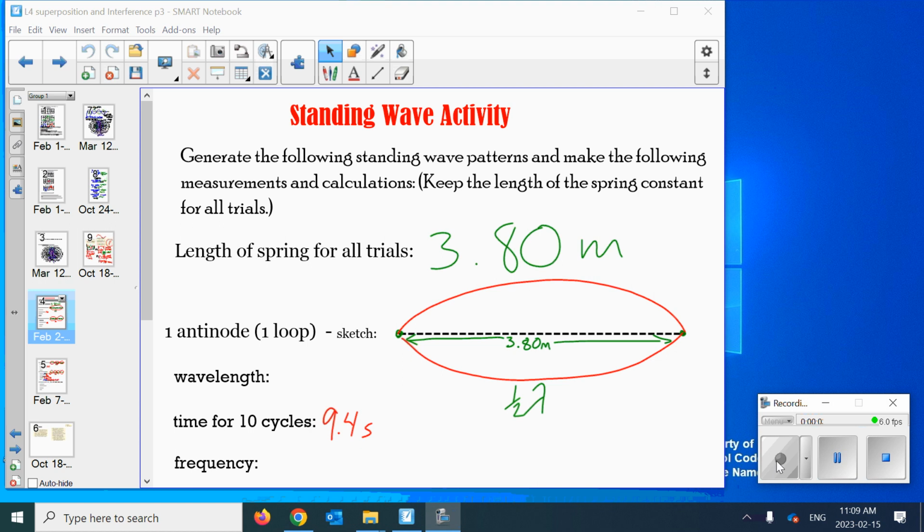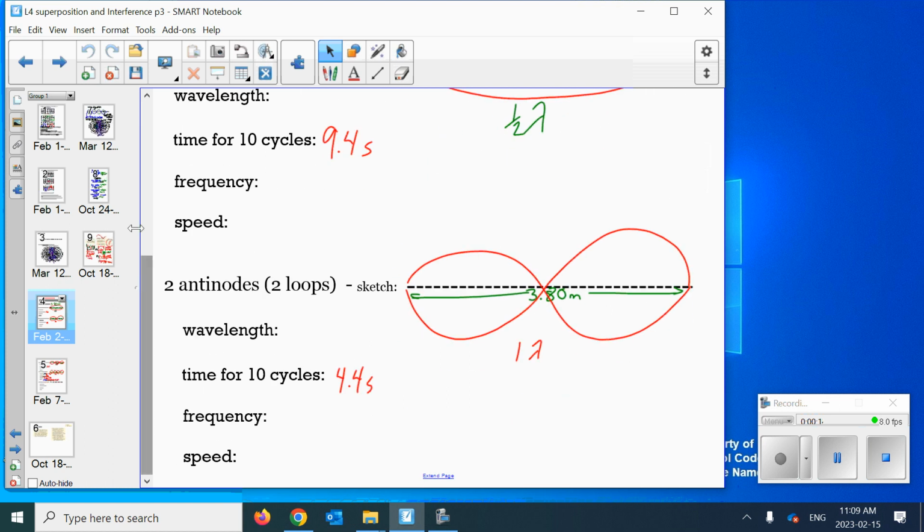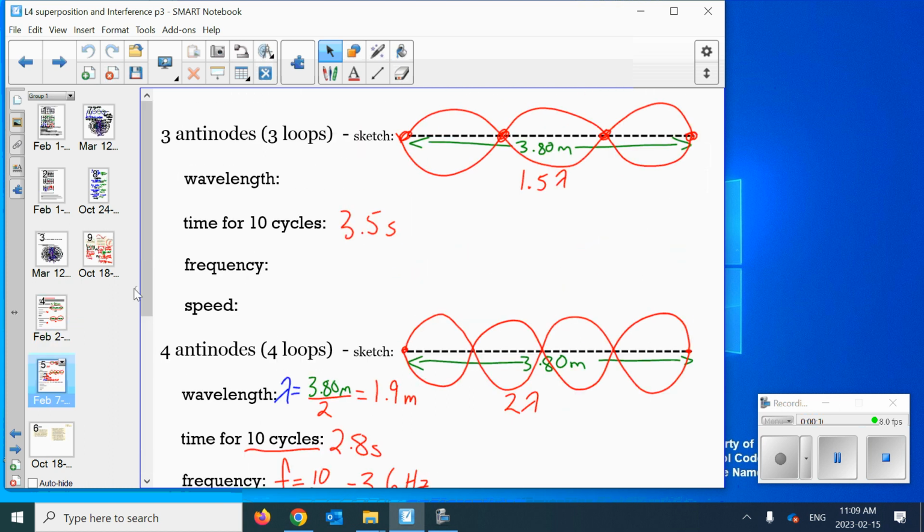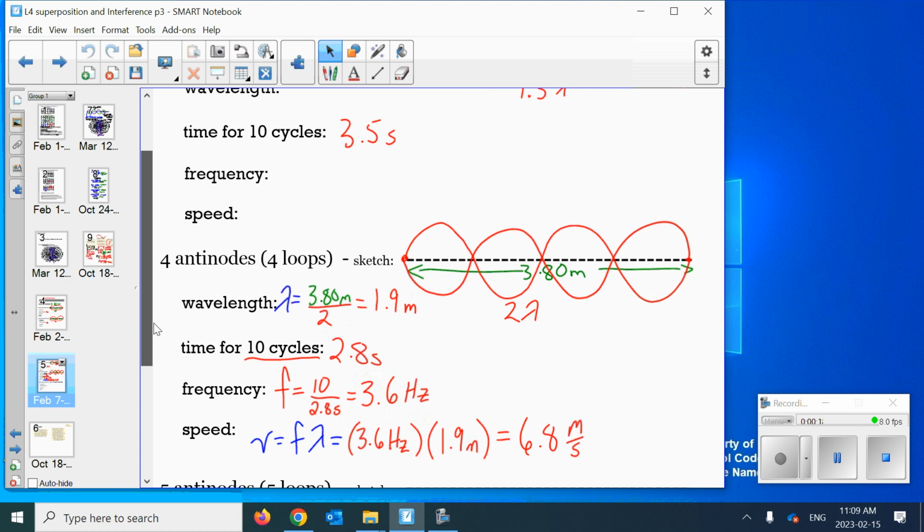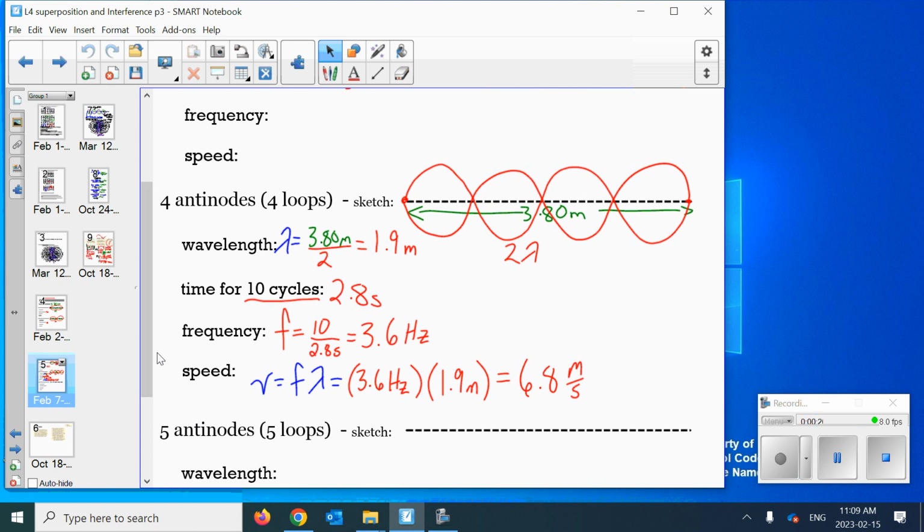Starting the recording. The other day, we did this standing wave activity, and you handed this stuff in, everyone in this class. And we took a look. I'm going to show the next page because that's one where we worked one of them out. So the whole idea is that we're going to do some problems to follow up right now.